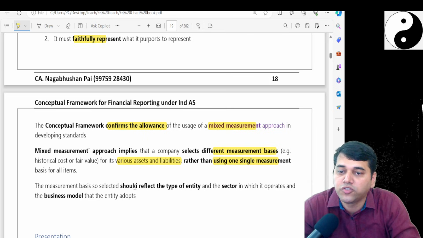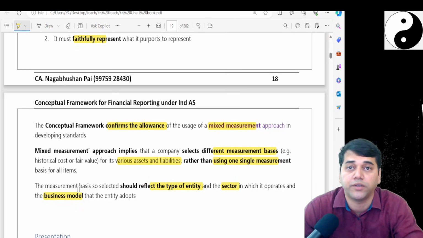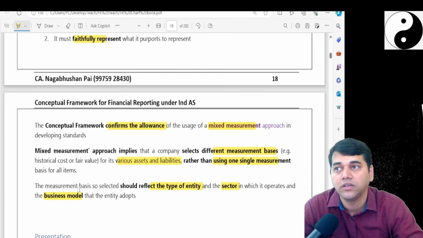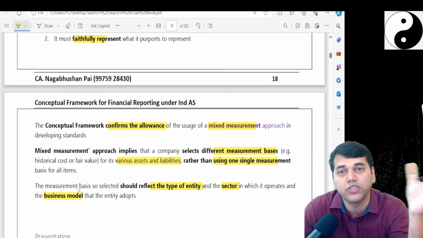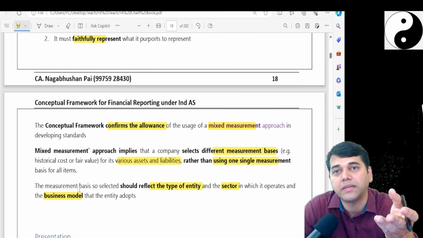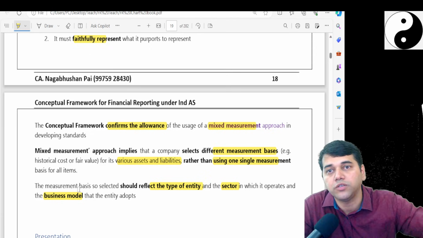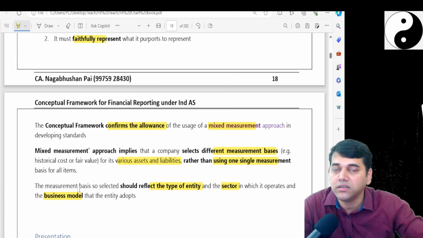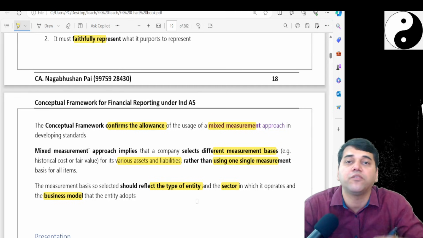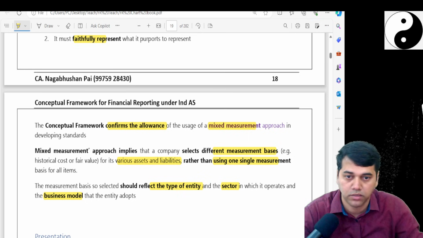So the measurement basis so selected should reflect the type of the entity and the sector in which it operates and the business model they have adopted. So what you should do is not to get an accounting effect, you don't do it. Keep in mind the business practices in which you are, what you are doing. Followed, no? Like I told you that same guest example, like puri bhaji or masala dosa. No, there is one more option. You can bring one North Indian dish, but keep the environment in mind, no? So it should reflect the type of the entity, sector, all those things. So mixed measurement basis is permitted.